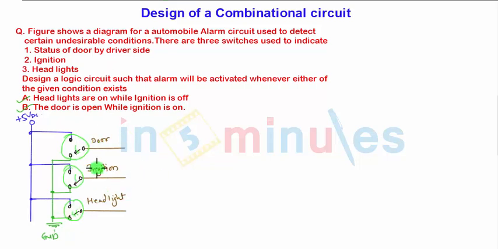These are the input conditions. If the door is closed, it will be grounded. If the ignition is on, the switch will be connected to plus 5 volt, and if the lights are off, it is connected to ground, and vice versa. And we have to design one combinational circuit which will indicate an alarm.